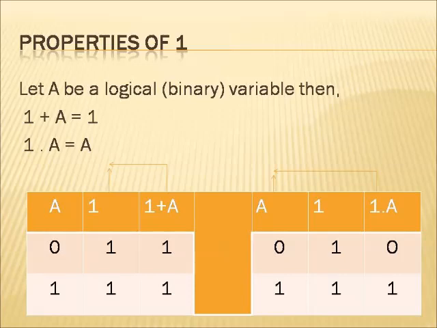Next one is our properties of 1. Under the properties of 1, we are performing OR operation with 1 and AND operation with 1. Here you can see that a is a logical variable or a binary variable, then 1 plus a is equal to 1 and 1 dot a is equal to a. Please see the truth table. We have proved the same using the truth table method.